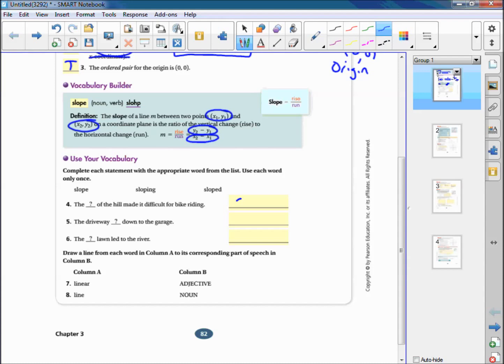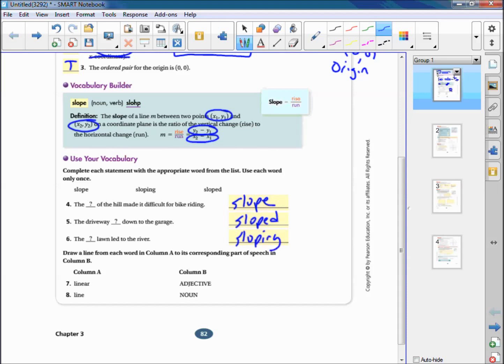All right, so complete each statement with the appropriate word from the list. Use each word only once. So the blank of the hill made it difficult for the bike riding. So this is the slope, okay? The driveway sloped down to the garage, or the driveway sloping? That's not going to make sense. So this is sloped down to the garage. And then the sloping lawn, this is an adjective here, describing the shape of the lawn, led to the river, okay?